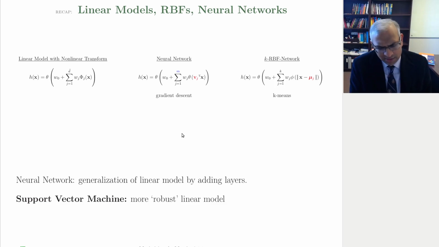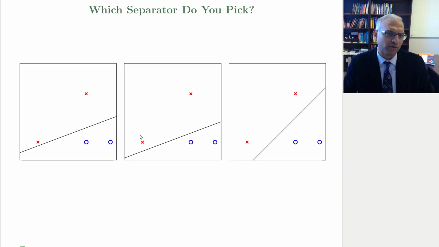And in order to motivate this notion of the most robust linear model, I have to remind you that if you're given a set of data, and let's for the moment assume that the data is separable, there are many linear separators that you can pick. So let's take an example. Here I'm showing you 4 data points. That's just a toy example. Blue, blue, red, red. And 3 possible separators that you could pick. 3 perceptrons that separate the data. Let's call them left, middle, and right.